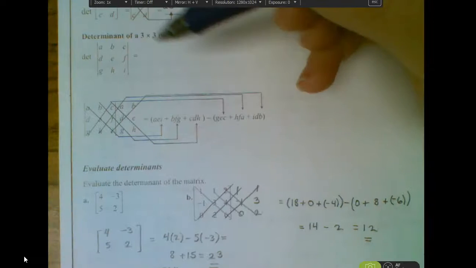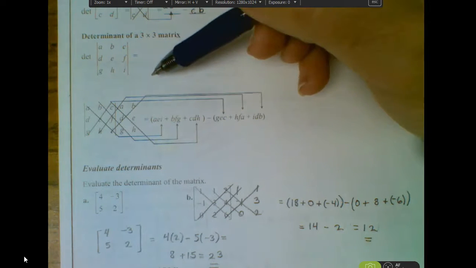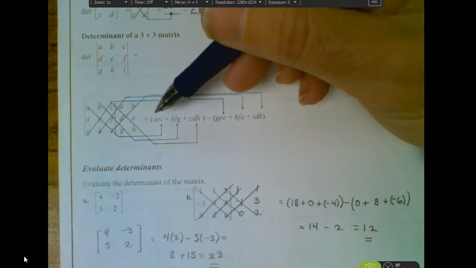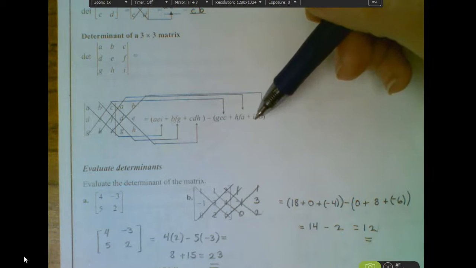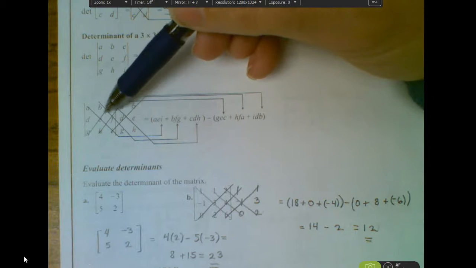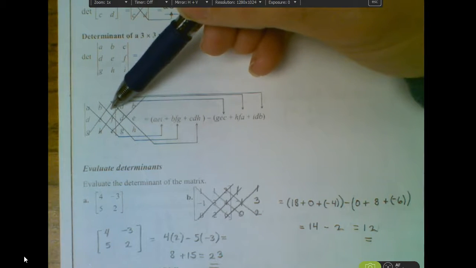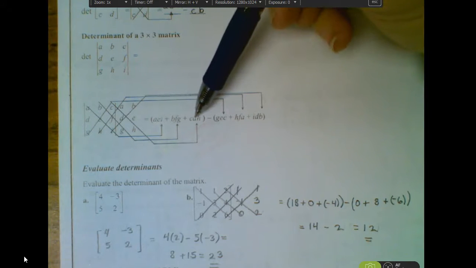So the way you'll always start a 3x3 determinant is to first rewrite the first two columns so that it looks like this. And then again, you're going to do your downwards minus your upwards. So these are my downward diagonals minus my upward diagonals. So you can see I have that times that times that plus B times F times G plus C times D times H. And so those three make up my downward diagonals, and we're adding those together.